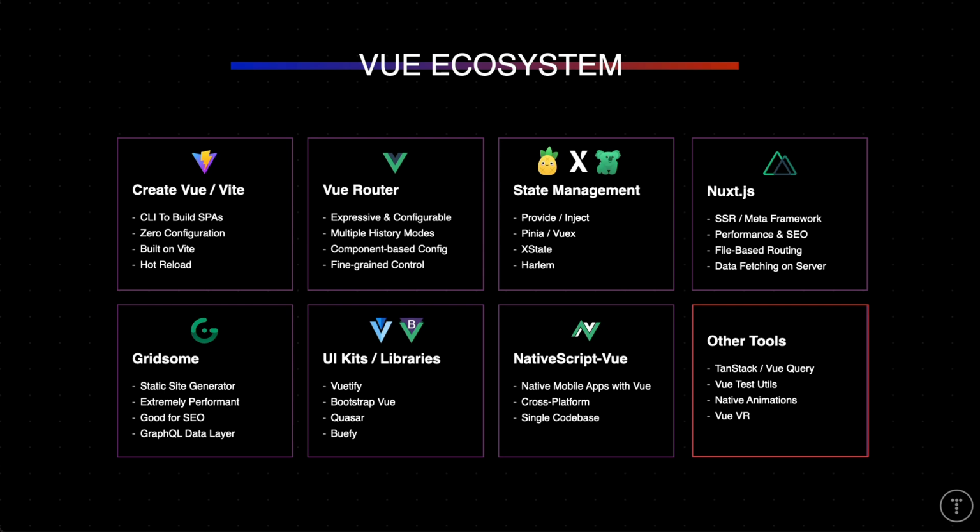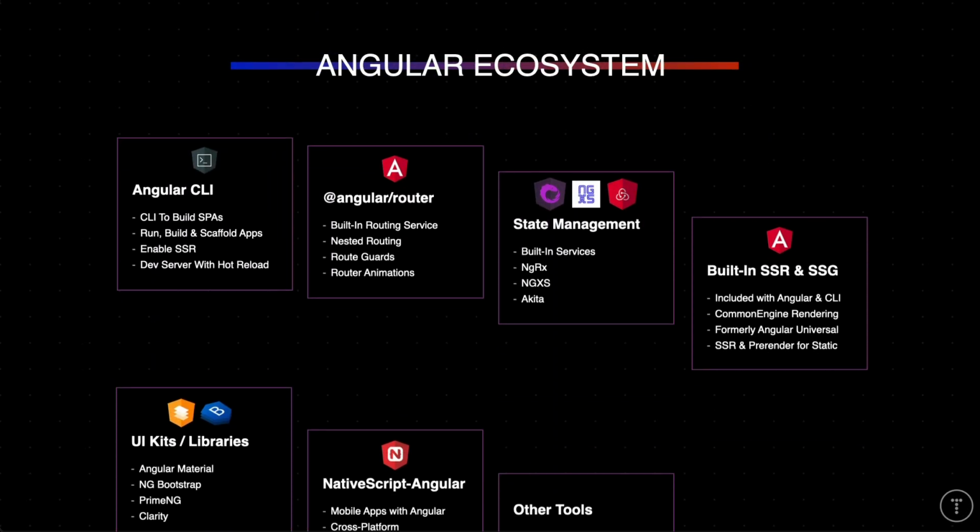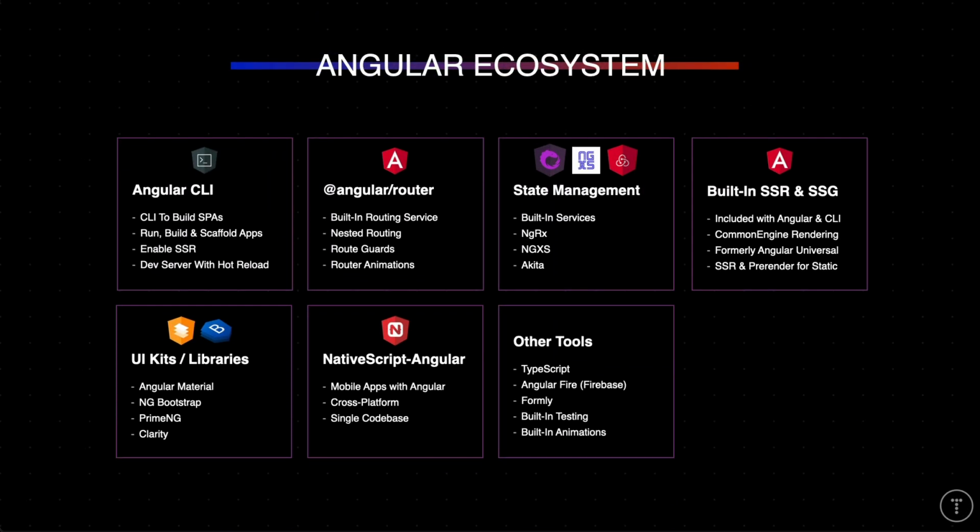Now, for Angular, the ecosystem isn't as big, or I should say a lot of the stuff is built into Angular itself because it's a much more full-featured framework. So you're not reaching for as many third-party solutions. So the Angular CLI is the official command line tool for Angular. It allows you to create, build, test, and deploy Angular applications. And it's similar to Create React App and Create Vue. It's built on top of Webpack, and it's pretty easy to use, also very well documented.